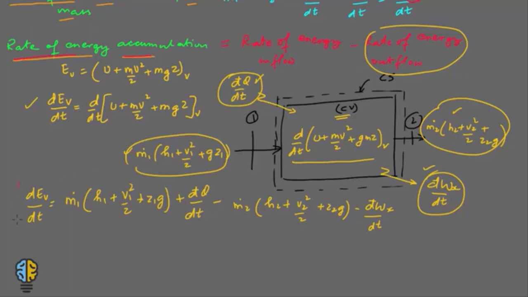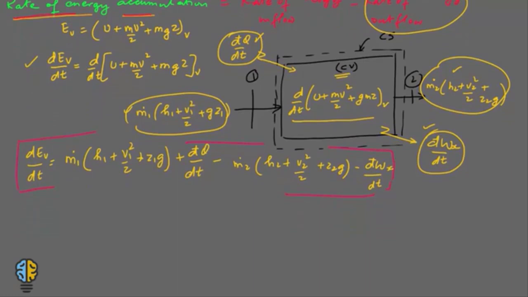Now this whole equation is what we call the general energy equation. We'll give it this name, the general energy equation, and it can be used to analyze an unsteady system or an unsteady flow condition.